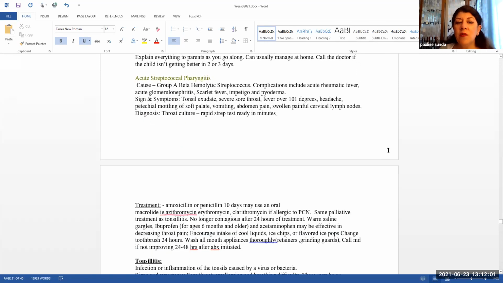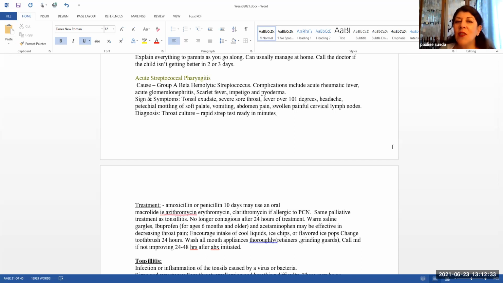Acute streptococcal pharyngitis. Here, the cause is group A beta hemolytic strep. Complications include acute rheumatic fever, acute glomerulonephritis, scarlet fever, impetigo, and pyoderma. Signs and symptoms: tonsil exudate, severe sore throat, a fever over 101, headache, petechial mottling of the soft palate, vomiting, abdominal pain, swollen painful cervical lymph nodes.